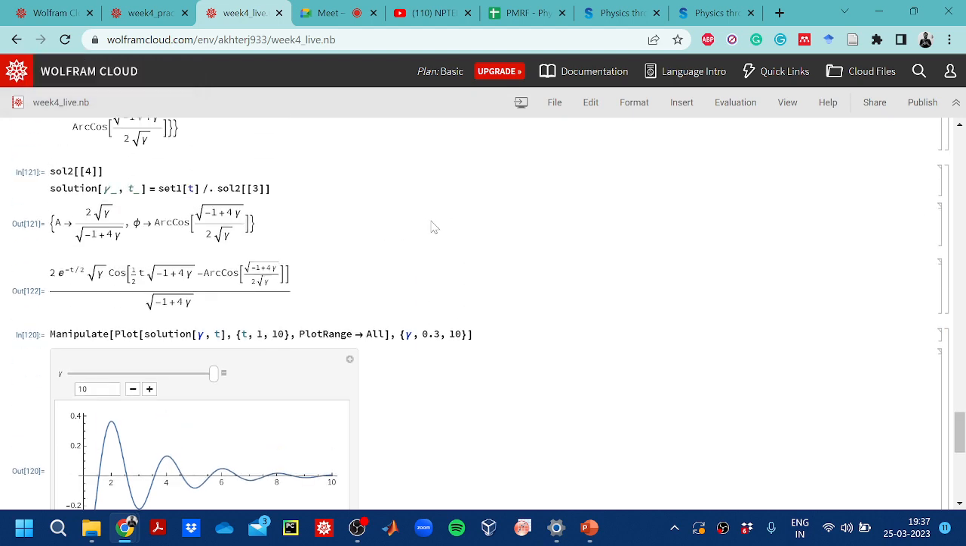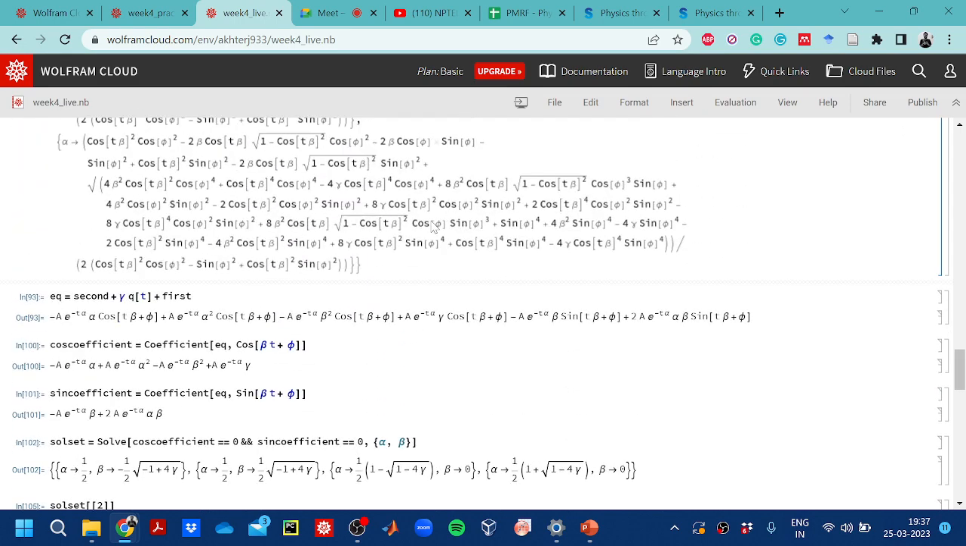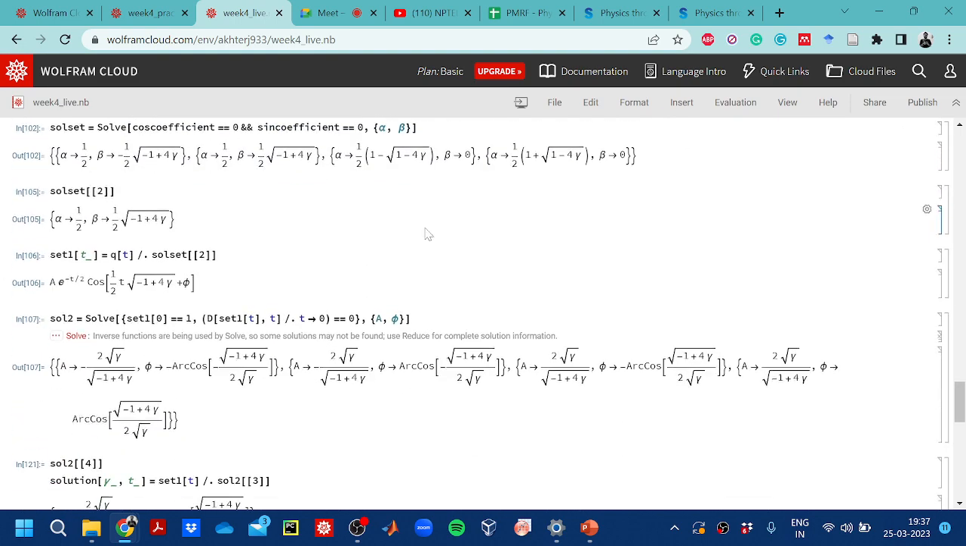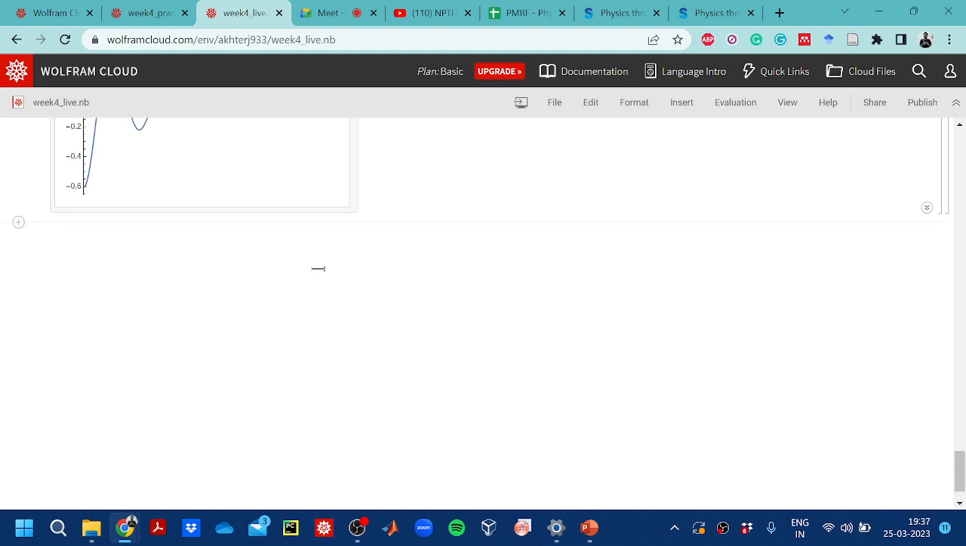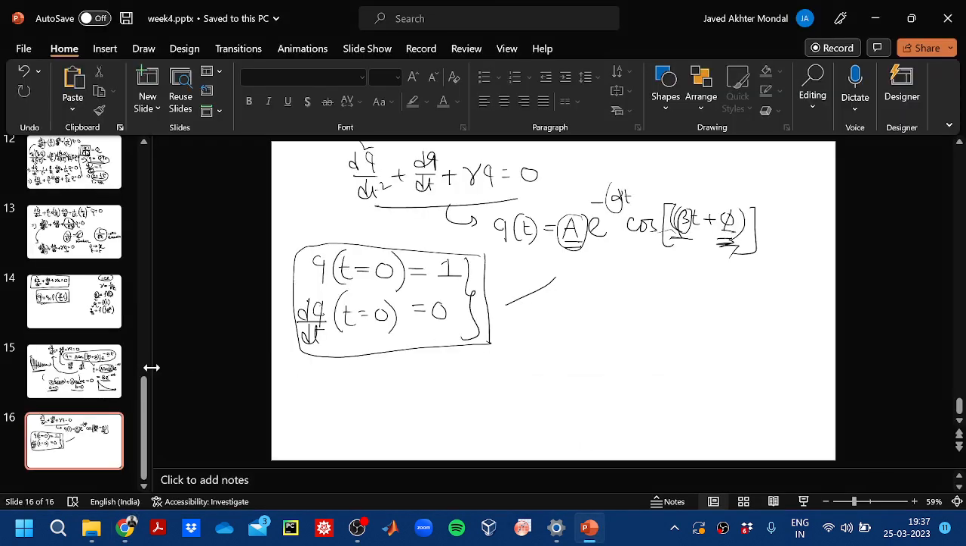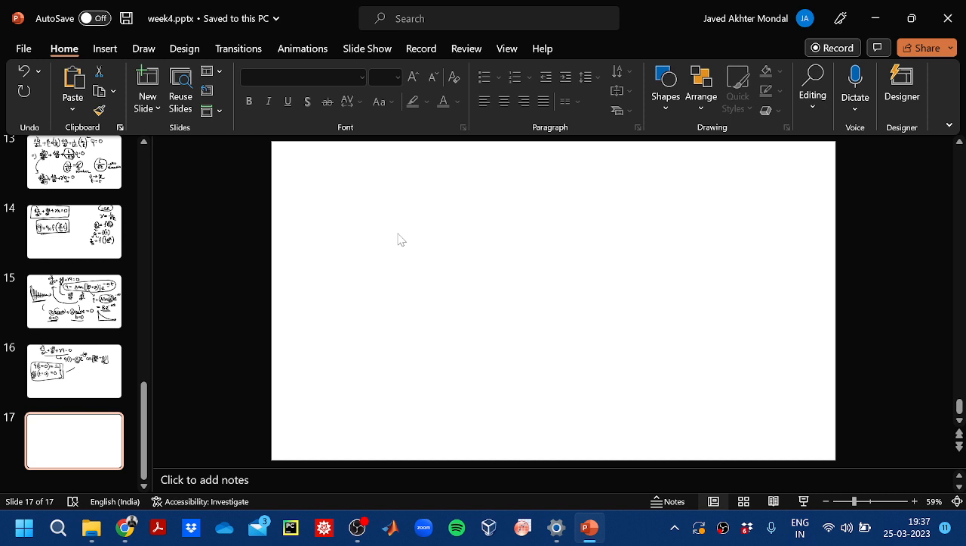So these are some basic uses of the derivative and integration functions, and of solving differential equations. This is one way of solving this differential equation by using an inbuilt function. There are other ways, the standard ways by which we solve any differential equation. So today I will briefly talk about the Euler method.